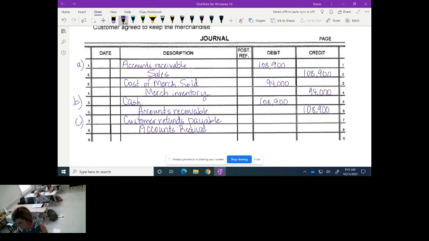If you were to post this to their ledger, you'd end up with a negative amount in their accounts receivable account, and that's right. Because we're assuming they're going to make future purchases against that credit. And we'll wipe it out. So I get that?